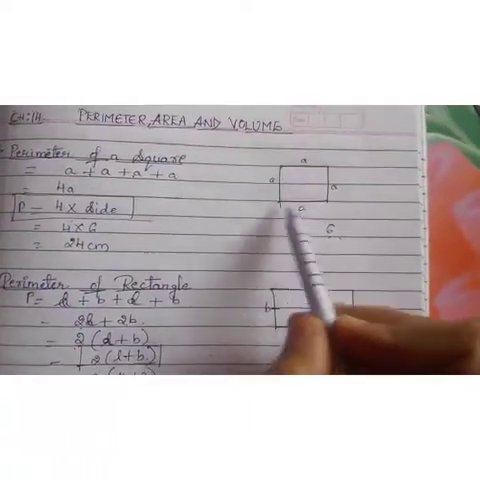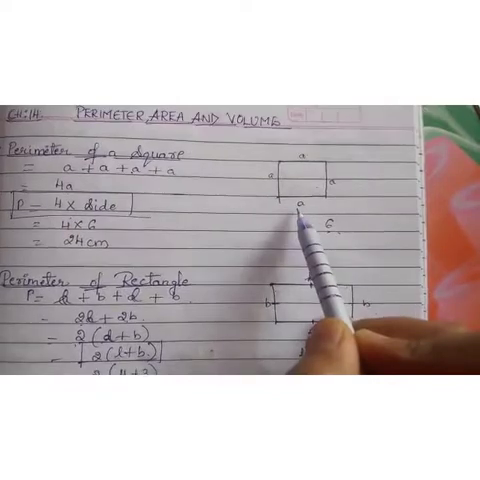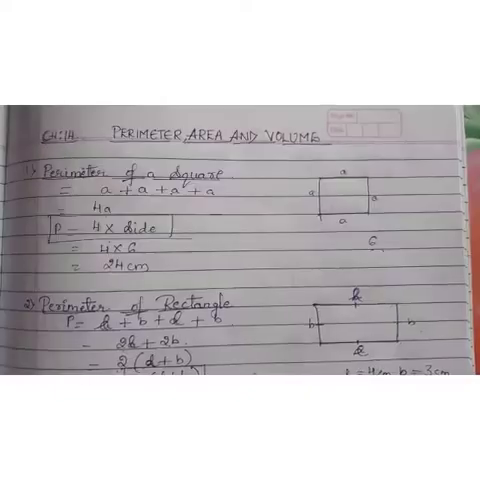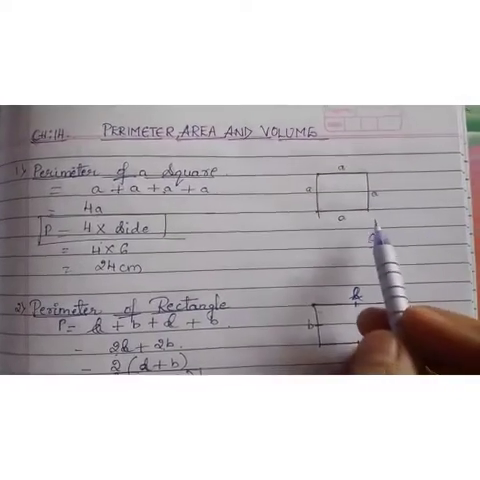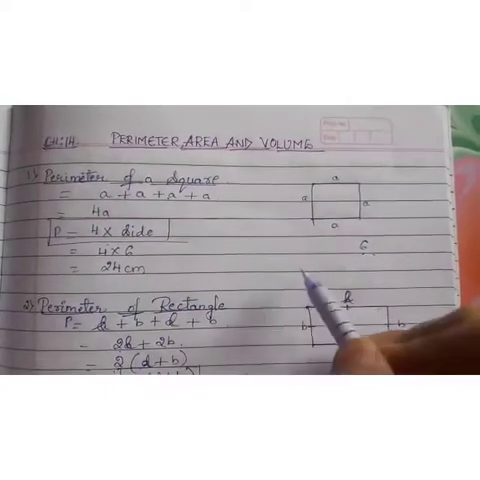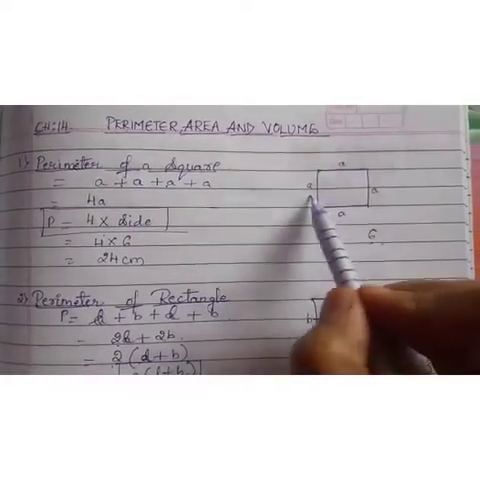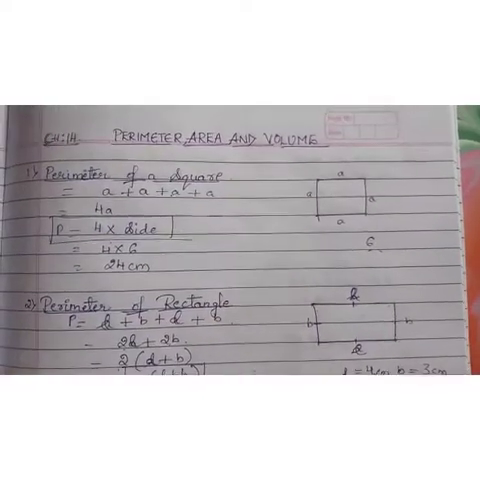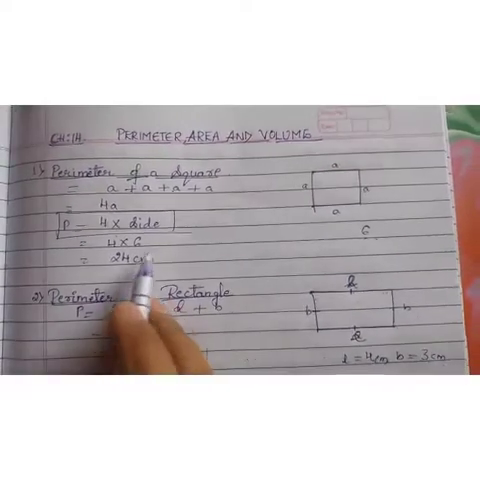Now if we consider a square whose side is a centimeters. So if we consider a square, all sides are equal. So all the sides will be a and a centimeters, isn't it? So perimeter is nothing but the sum of all the sides of a square. So a plus a plus a plus a, we get 4a. So what is this a? A is nothing but the side, isn't it? So I will write 4 into side.